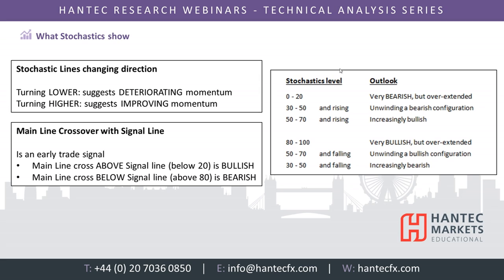Well, in the most basic of instances, falling stochastics suggest deteriorating momentum, and rising stochastics suggest improving momentum. And obviously the turning points of those stochastics suggest, as I've got on this slide here, that when they're beginning to turn lower, you're losing upside momentum, and when they're beginning to turn higher, you're losing downside momentum. So it just suggests that certainly in that instance momentum would be improving.